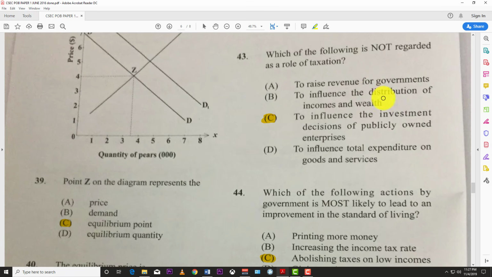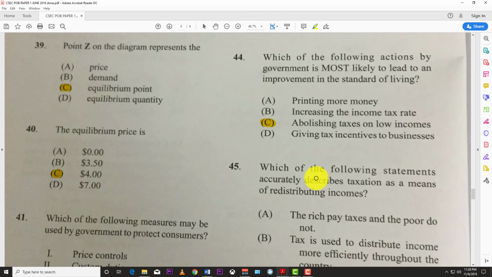B, to influence the distribution of income and wealth. Government use taxes to influence how they redistribute income and wealth. Take from the rich, give to the poor. And D, to influence total expenditure on goods and services. So this is true. You can use taxes to influence total expenditure on goods and services, such as alcohol, tobacco, those things. You can put taxes on those things to influence their spending. Also, if the economy is heating up and you have inflation, you might put in some taxes to curb total expenditure. So the best answer here is C, to influence the investment decision of publicly owned enterprises.